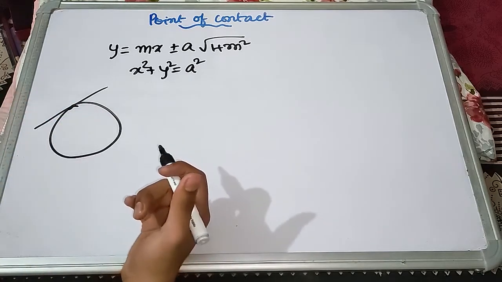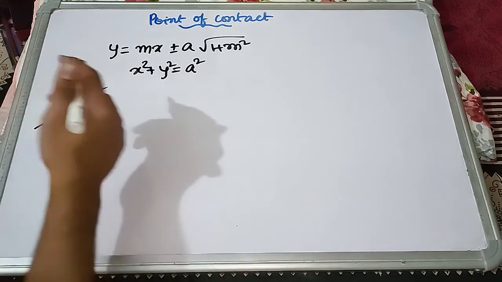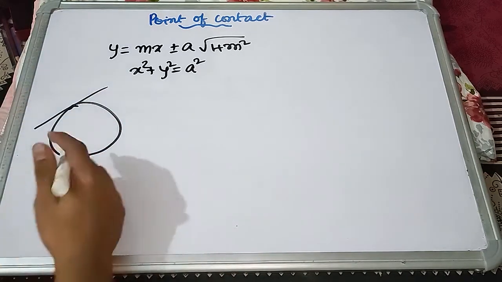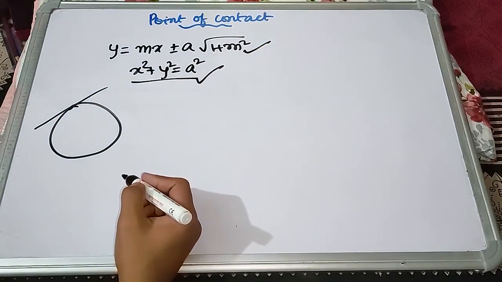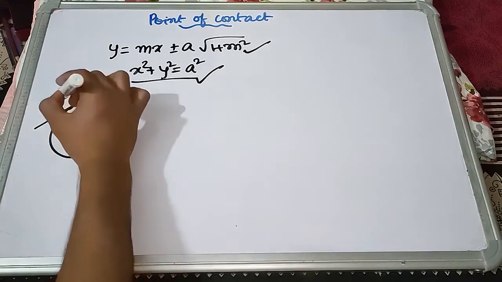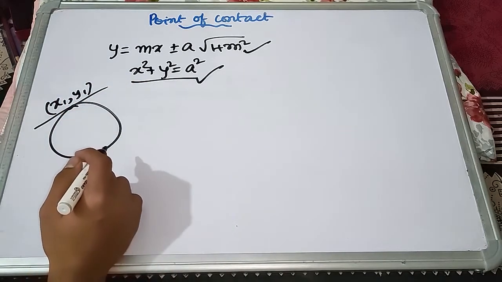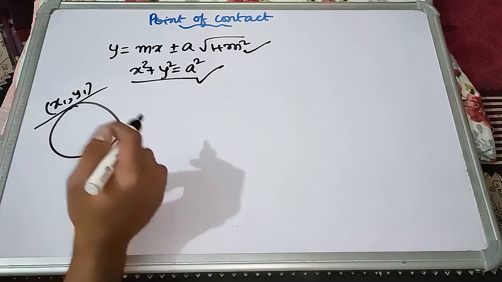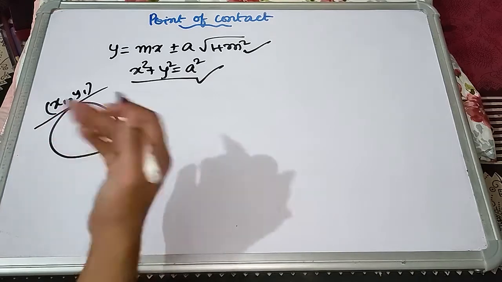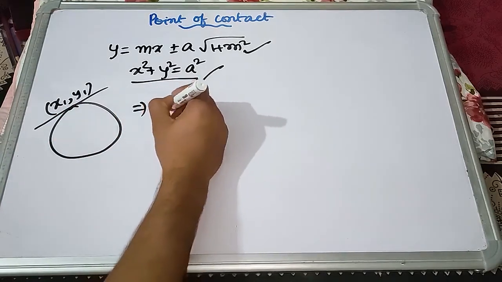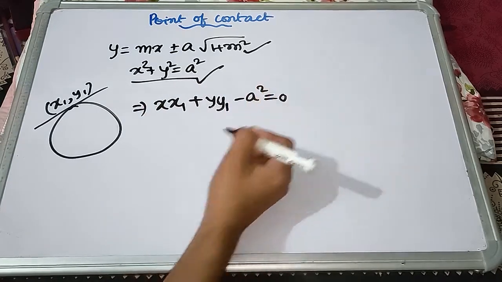Let us make one formula, derive it, so that if you remember that, you can easily find the point of contact. So for our ease, we are considering the circle to be x square plus y square equals a square, and the tangent to be y equals mx plus minus a into root over 1 plus m square, and let the point of contact be x1 comma y1. Now we have just learned that with the point x1 comma y1 lying on the circle, you can find the equation of tangent. So let us find that equation.